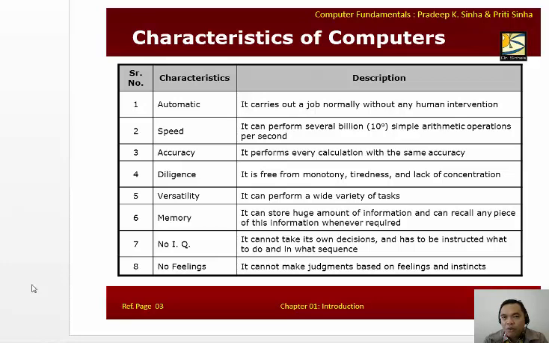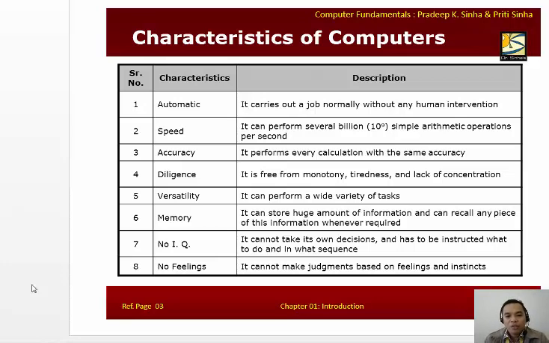Take note, today we have 1 TB, 2 TB, terabytes. You have heard about gigabytes. We will discuss later in the next chapters the different memory capacities of computers. And a computer can recall any piece of this information whenever required.